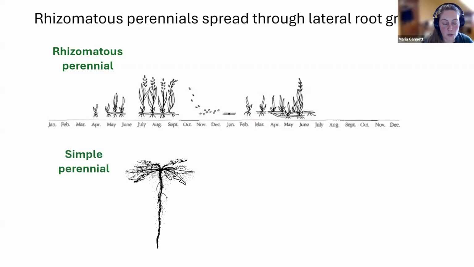And this is in contrast to a simple perennial, which also survives from year to year based on a piece of root or a root, and can sometimes also have a viable seed that helps it to reproduce and spread. But this taproot here of a simple perennial might get bigger, it might get deeper, but it's not going to spread laterally. So that's the difference between a rhizotomous perennial and a simple perennial. And the rhizotomous perennials are really the most difficult in an orchard system.